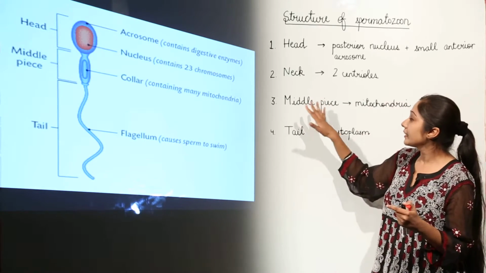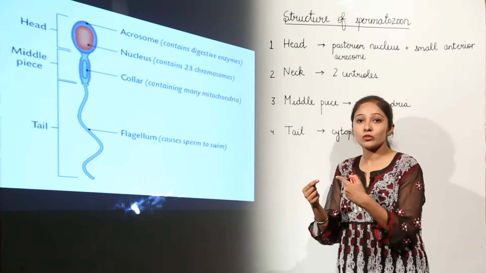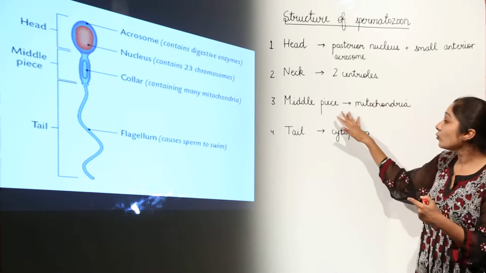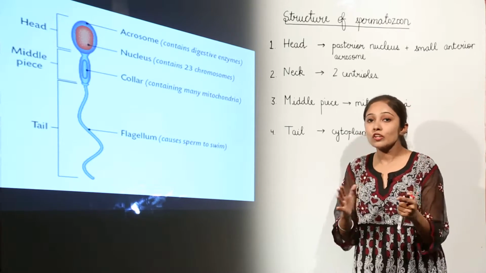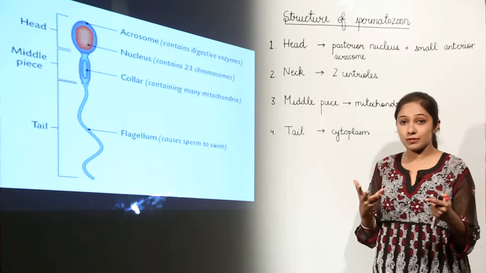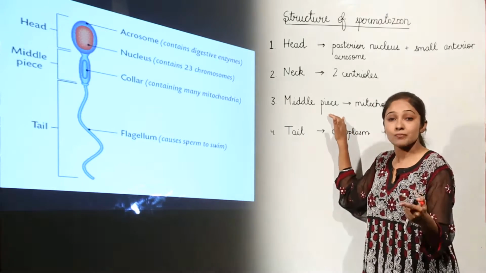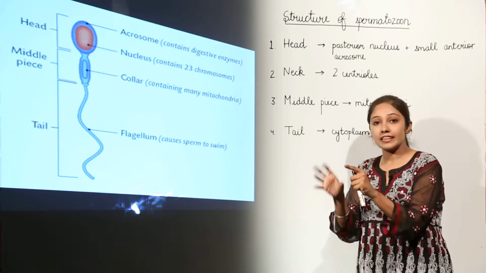Then we have the middle piece. The middle piece contains tightly coiled mitochondria around the axial filament. In the center we have an axial filament. Around that axial filament, mitochondria is tightly coiled. The main function of this mitochondria is to generate ATP, to generate energy. Why does a sperm need energy? It needs energy so that it can reach and penetrate the ovum to fertilize it.